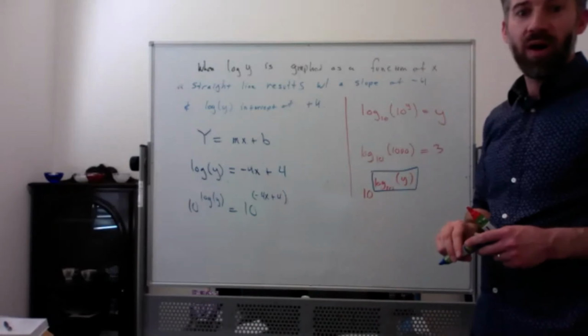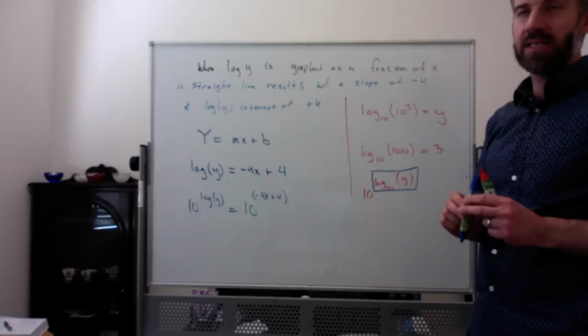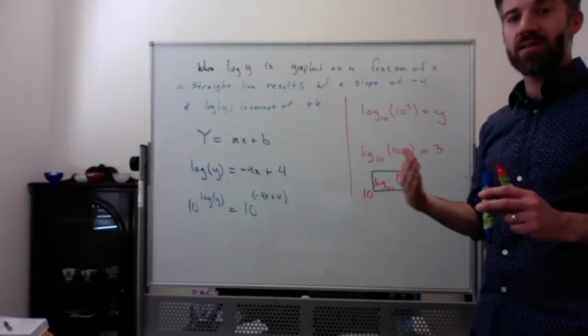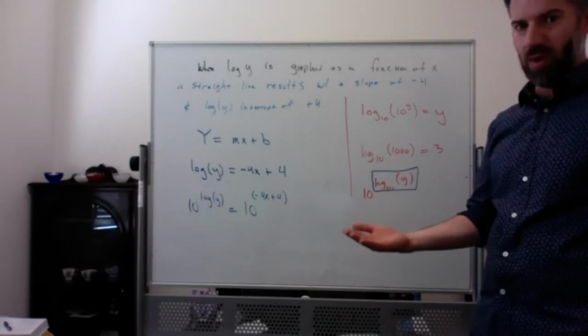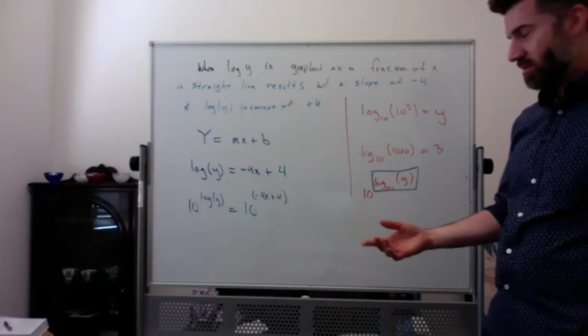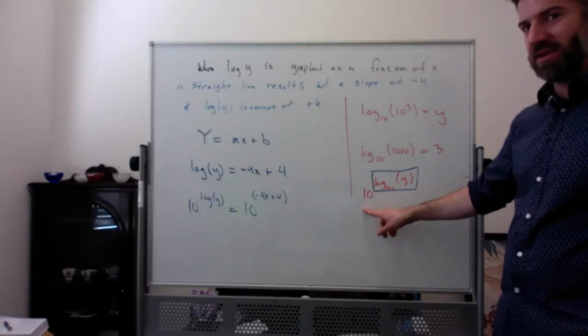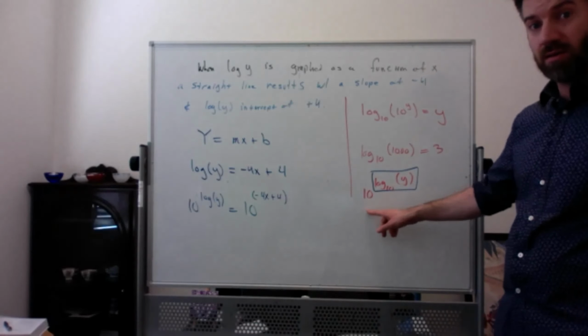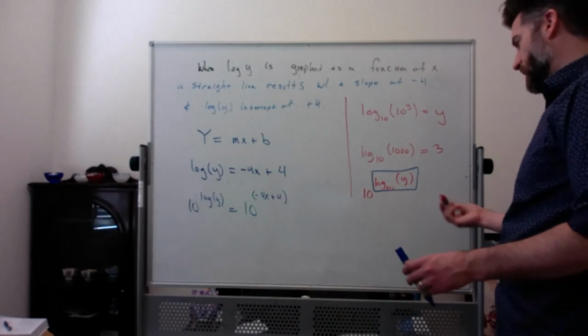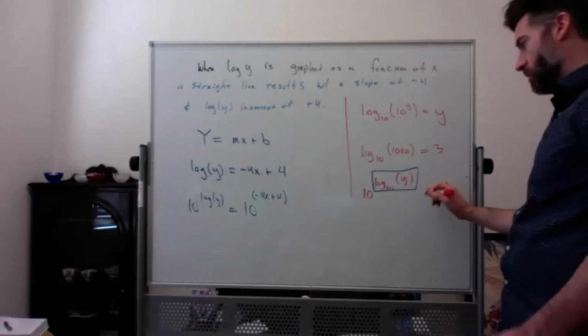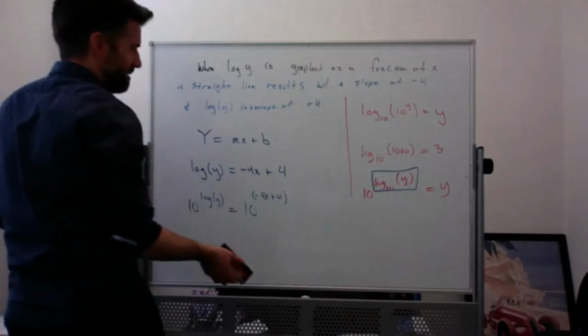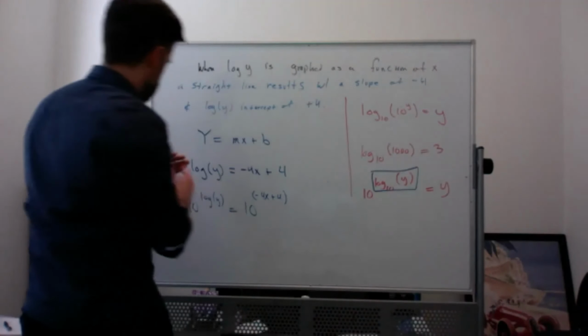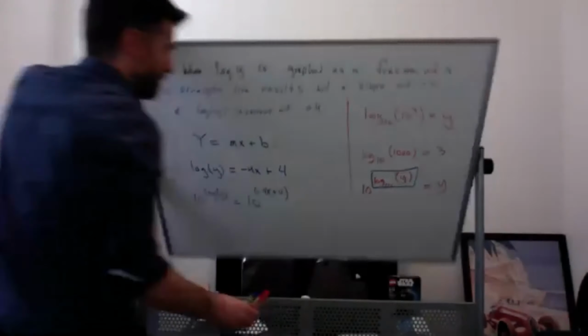Log base 10 of y is the power you raise 10 to get it equal to y. But I'm raising 10 to that power, so it's going to equal y. Let me say it a different way, because I know that might not seem super clear. We'll come back to this. Let's go to the other side real quick.